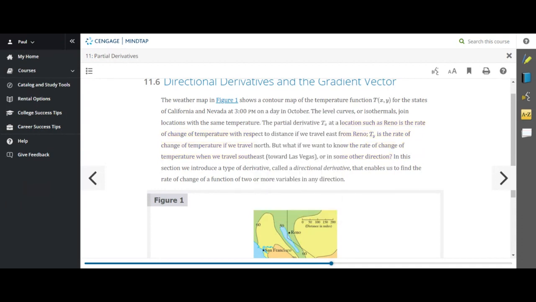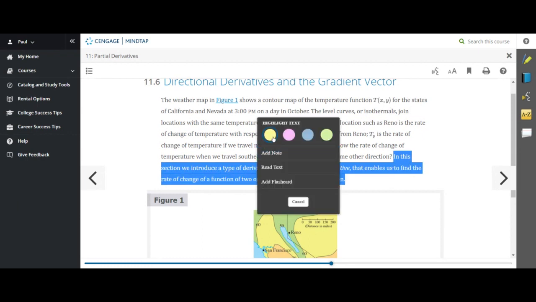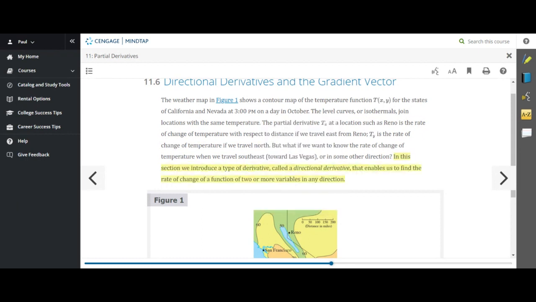Maybe I will highlight it here. The directional derivative enables us to find the rate of change of a function of two or more variables in any direction we want to go. So how does this work?